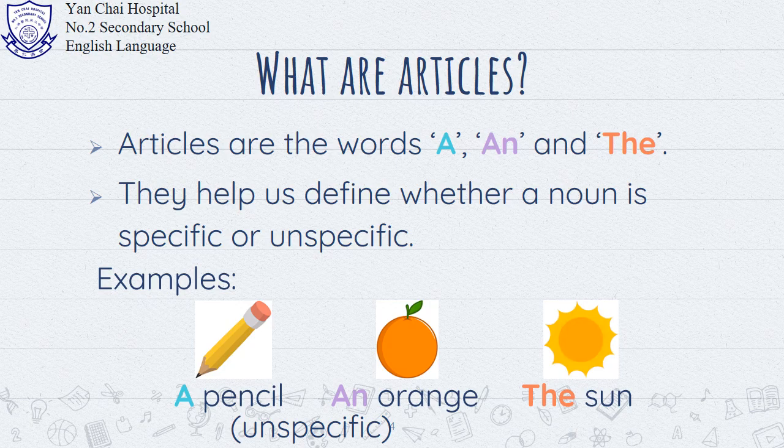Articles a, an are used to refer to something unspecific. Article the is used to refer to something specific.